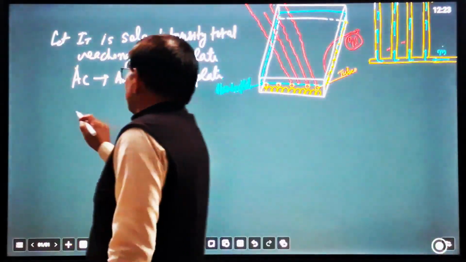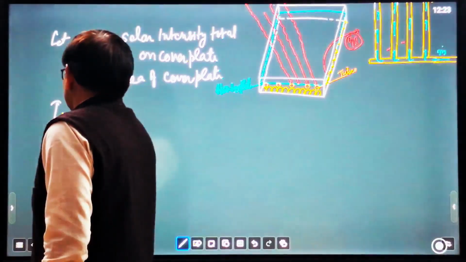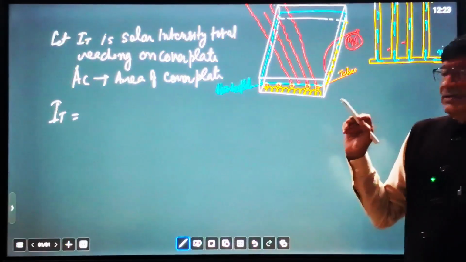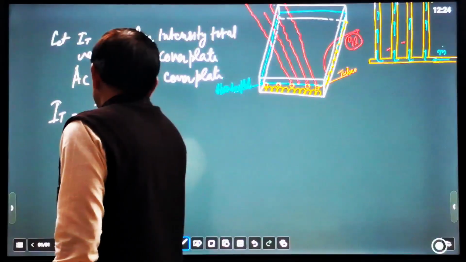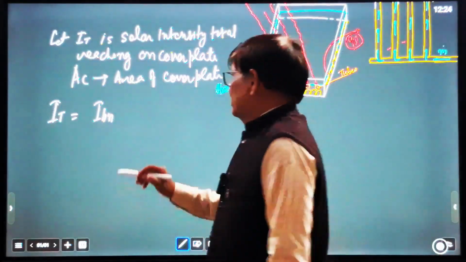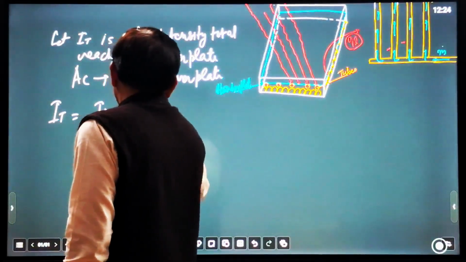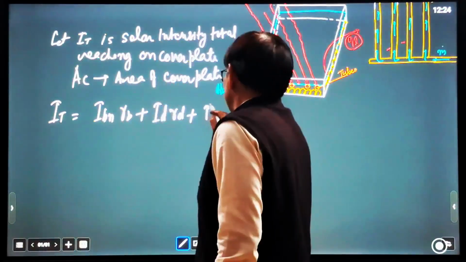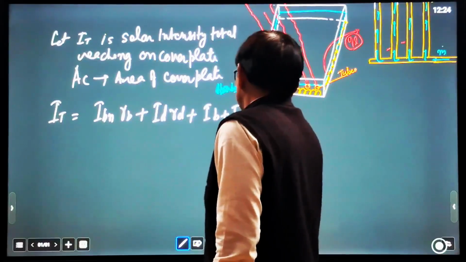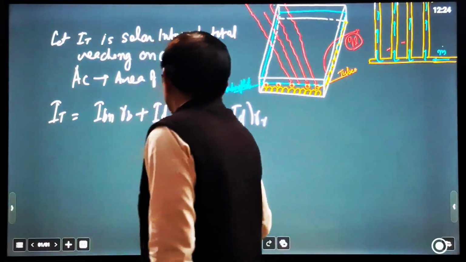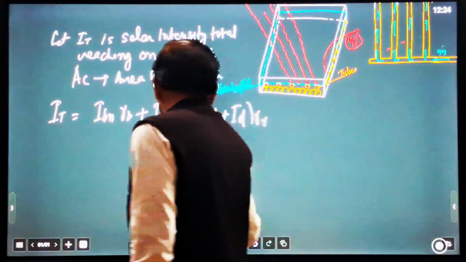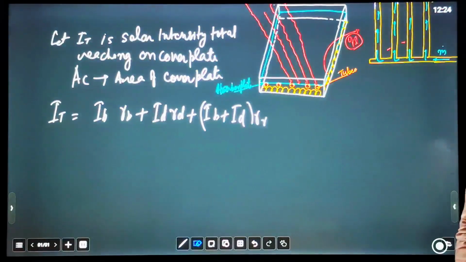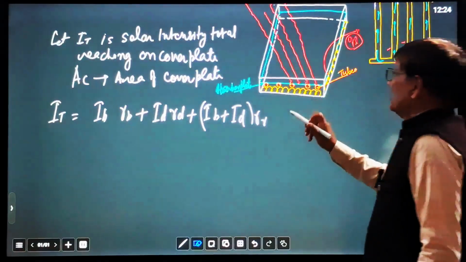Ac is the area, and IT can be defined as the total radiation reaching the cover plate, equal to IB into RB plus ID into RD plus (IB plus ID) into RR. Here IB means beam radiation, let us remove the N. This is the equation for total radiation reaching on the cover plate.